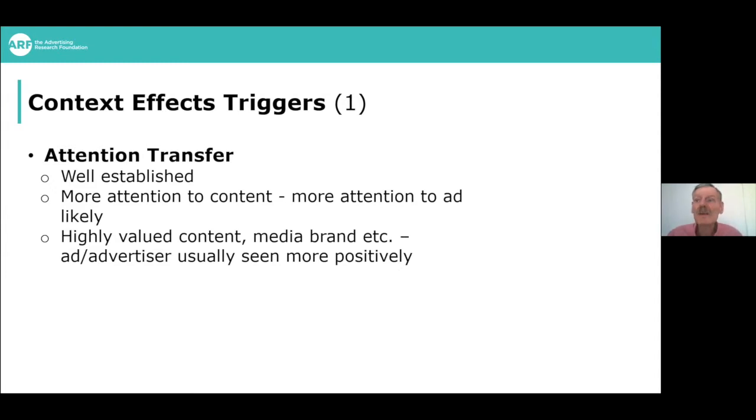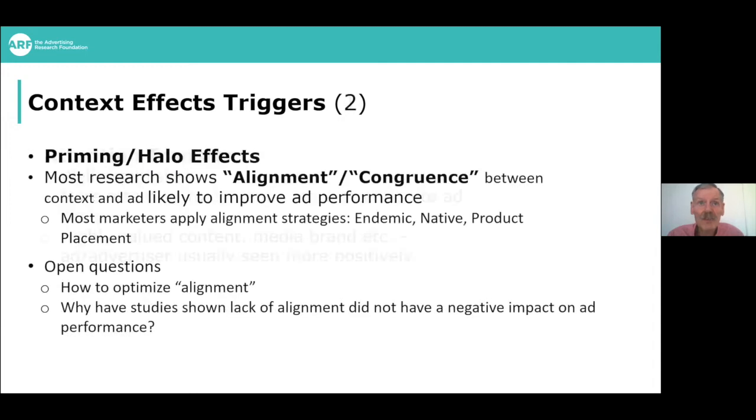That brings us to the second context effect trigger. And now things are getting a little bit more complicated. These are the priming and halo effects. Most research shows that alignment or congruence between context and ad are likely to improve ad performance. Our 3 presenters today all have found evidence for the power of alignment. And most marketers apply alignment strategies, such as endemic, native, and product placement.